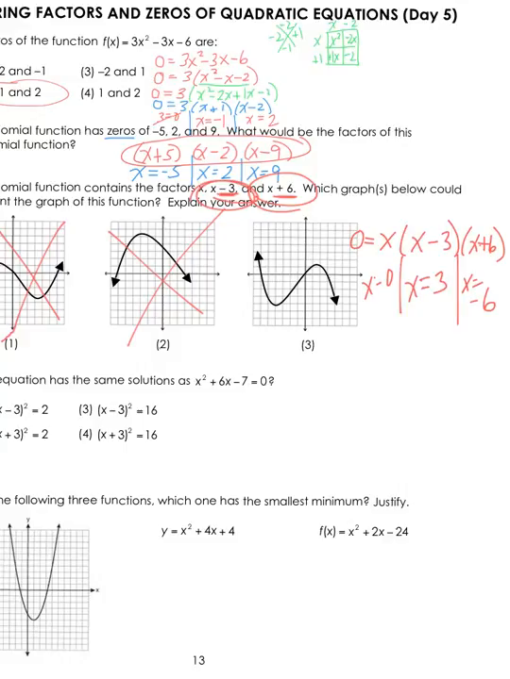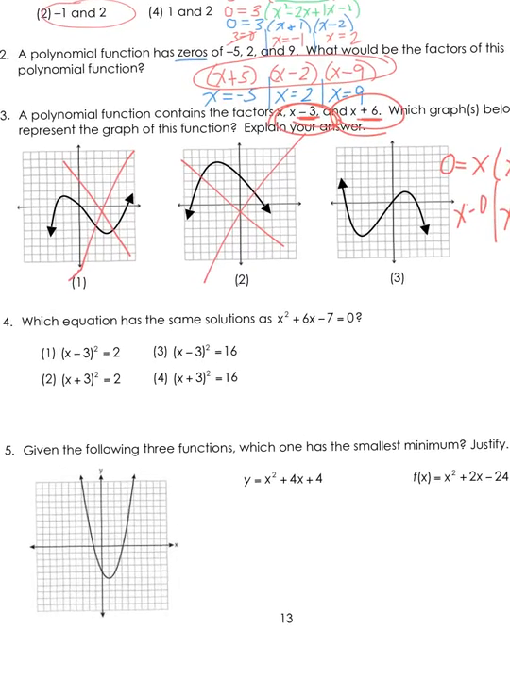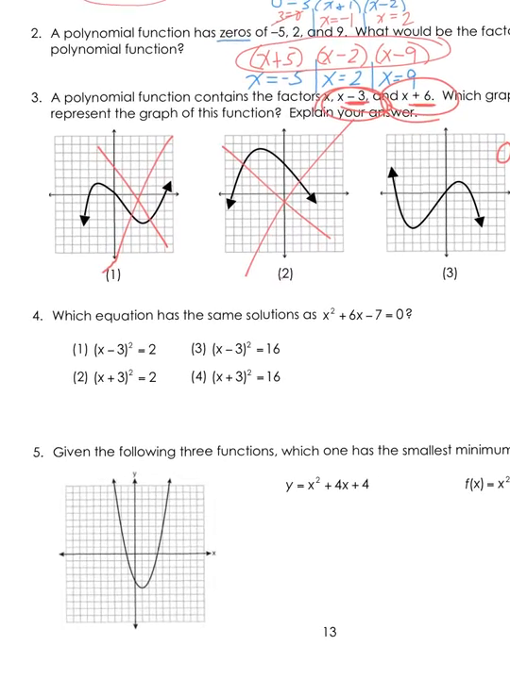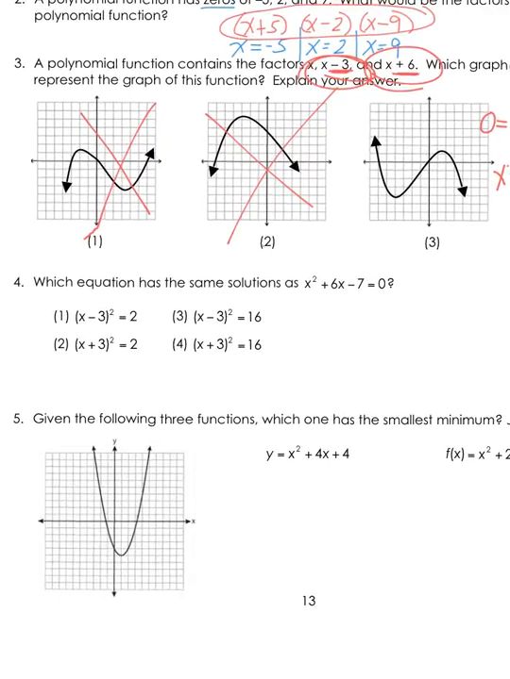Okay. The next one. Which equation has the same solutions? You want to look ahead a little bit into the choices, because the way the choices are set up for this one, I can tell that they started completing the square. I can see that they have a binomial squared and a number on the other side. So that's going to tell me that I should start completing the square on that.